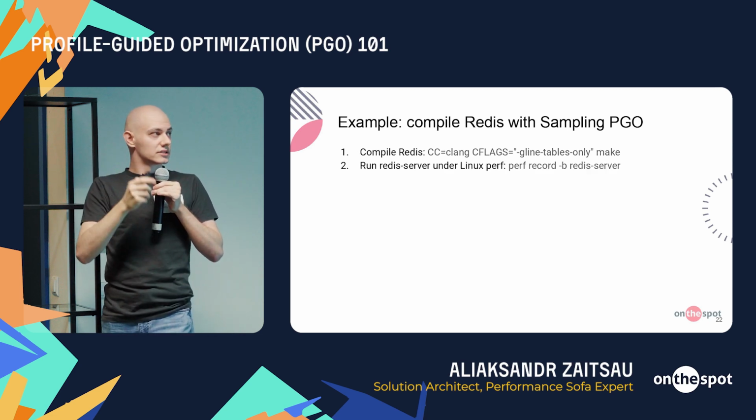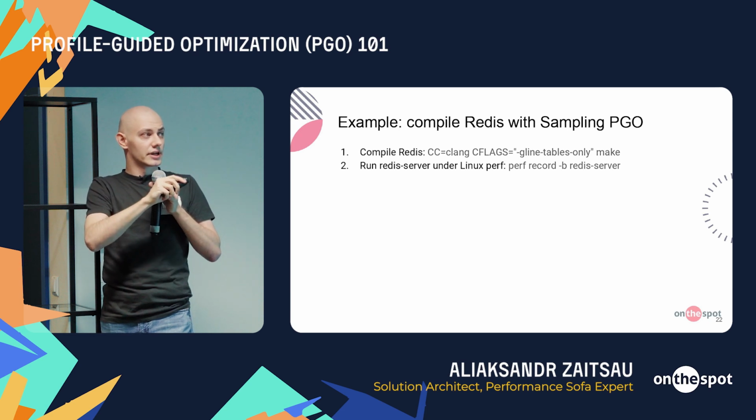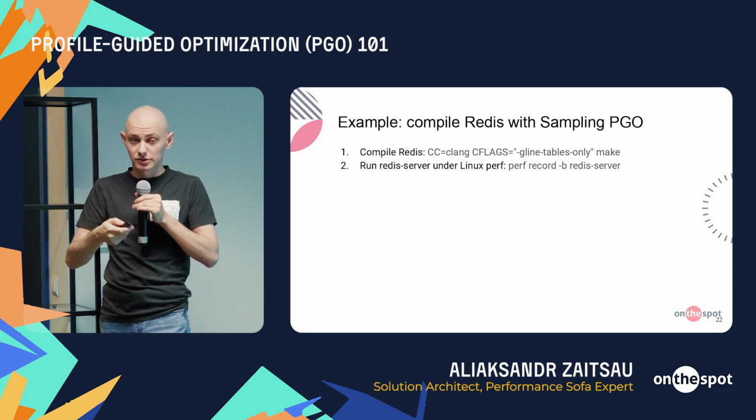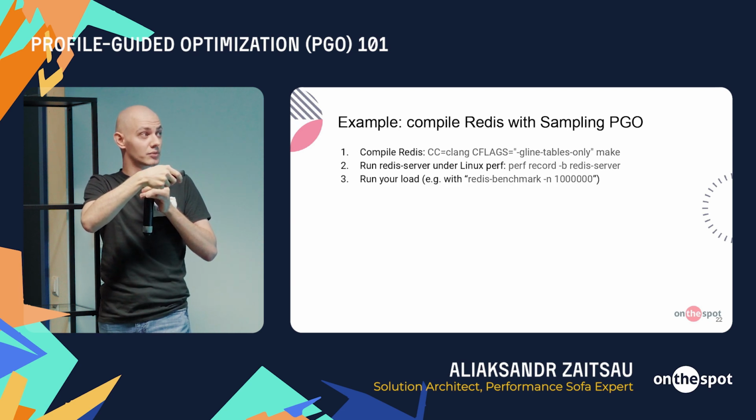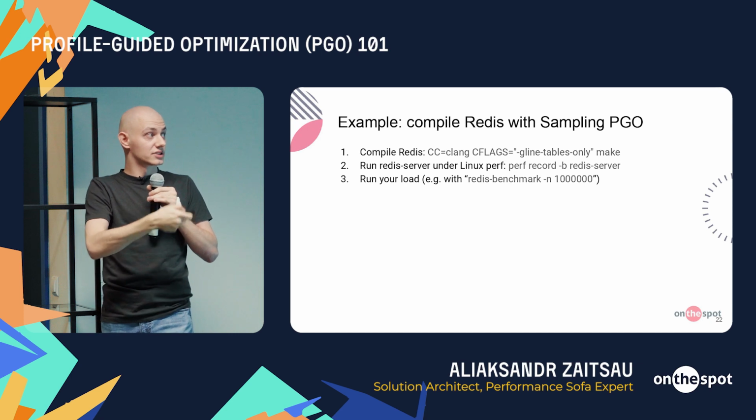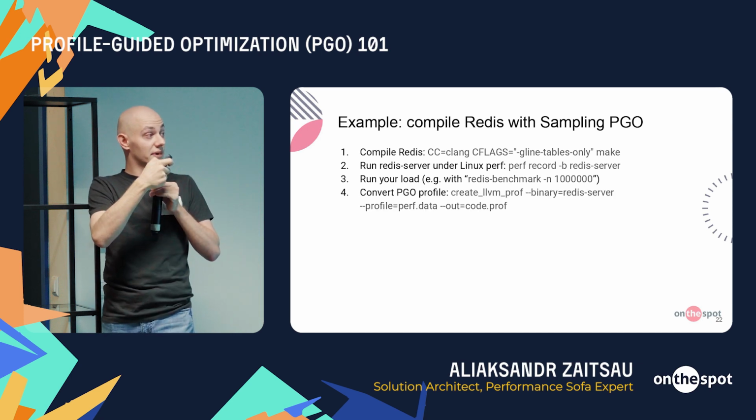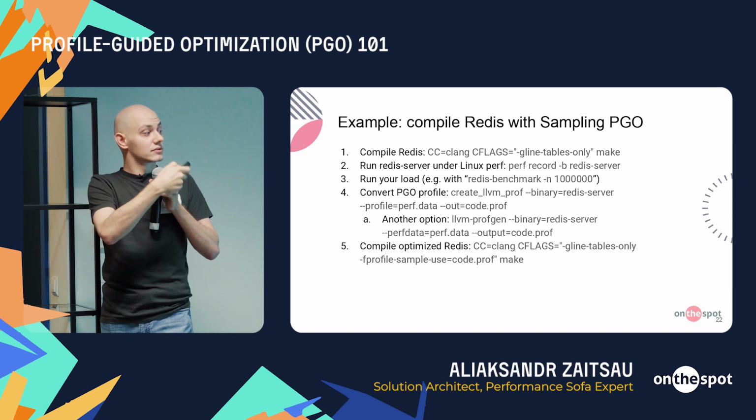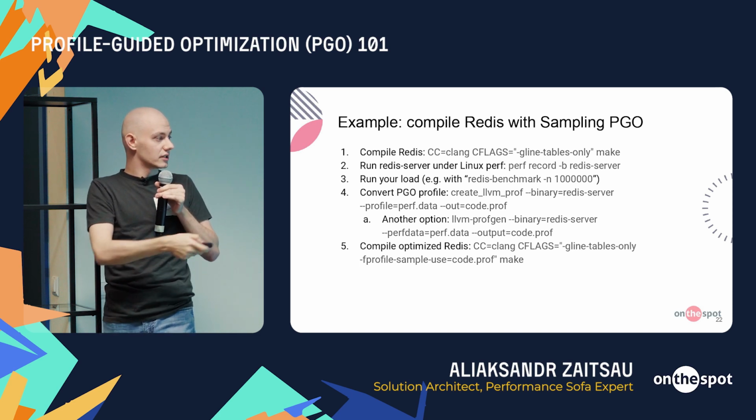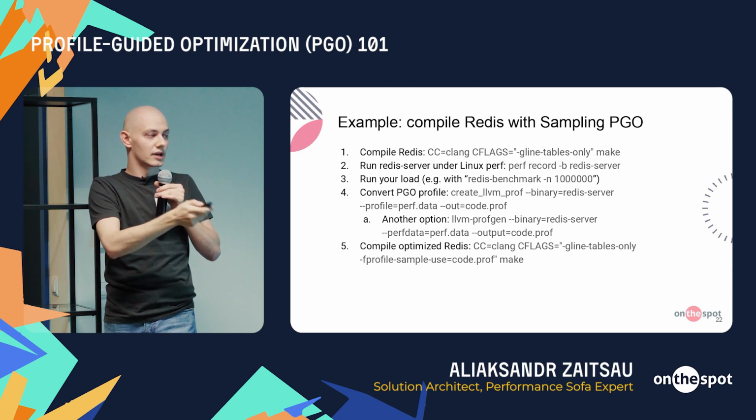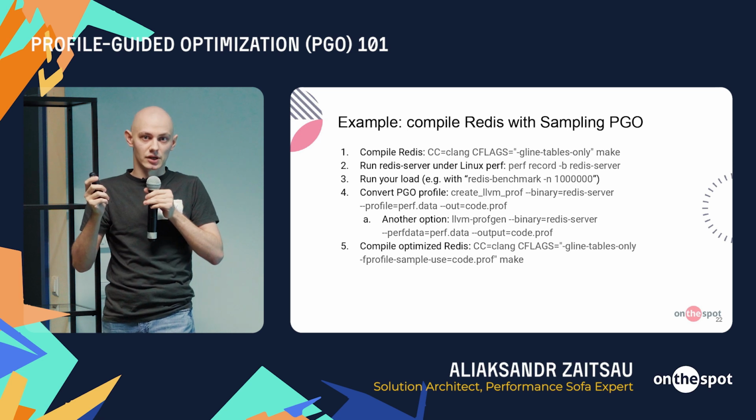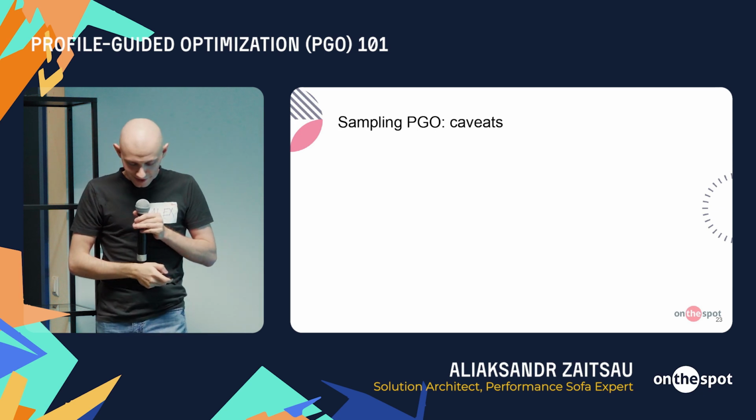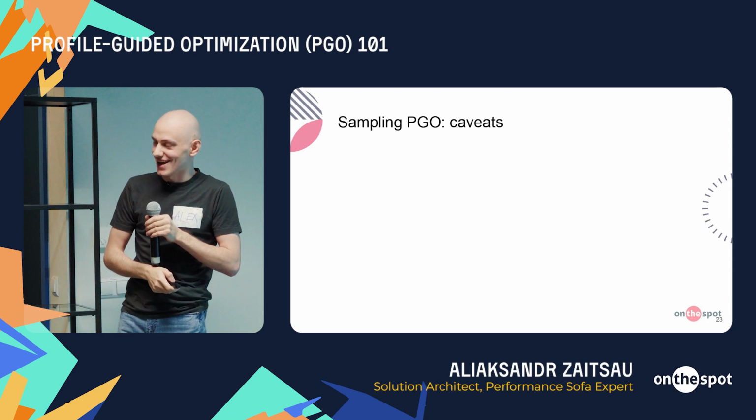Run the Redis server under Linux perf. You can choose any profiler, actually, but Linux perf is the most used nowadays, and there is tooling to convert profiles from Linux perf format to a compiler-compatible format. Run your typical workload, convert PGO profiles via additional tooling we'll discuss a bit later, and that's it. And compile your Redis. Nothing interesting here, just an additional compiler switch, fprofile-sample-use. Exactly the same compiler switch as we had during instrumentation PGO. And that's it. Unfortunately, sampling PGO also has some limitations.